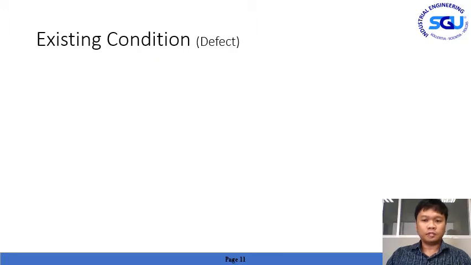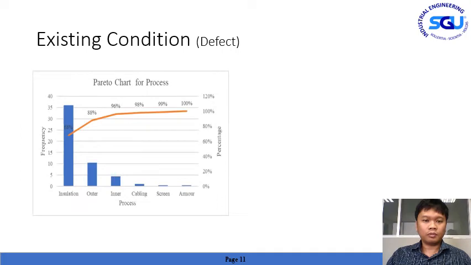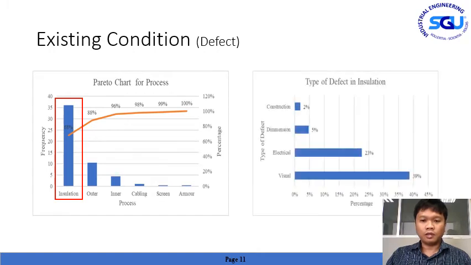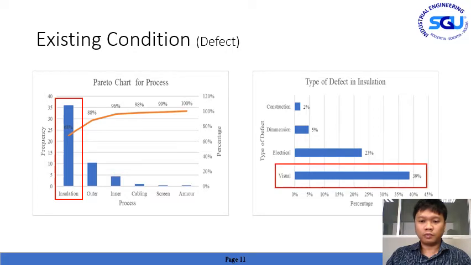The second problem is the defect. Based on the defect rate from all processes, we find that the insulation process has the highest defect rate, up to 68%. We looked into the details of this defect in the insulation and found that visual defects are the highest defect rate in the insulation process, up to 39%.